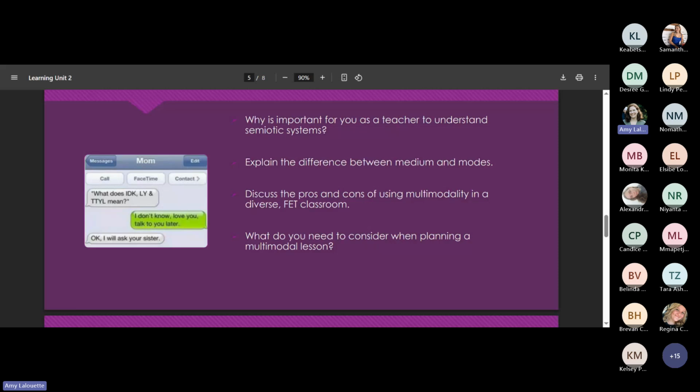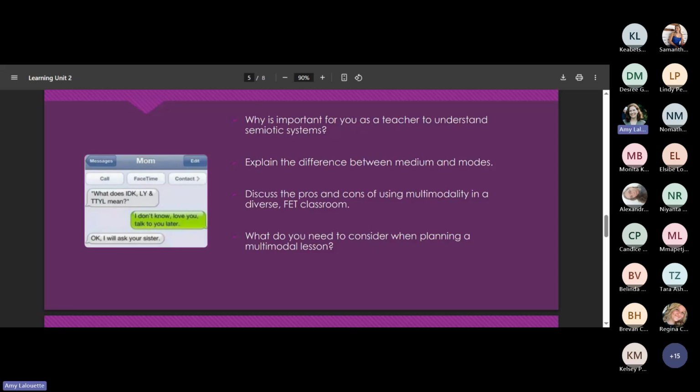And then what you need to consider when planning a multimodal lesson, obviously you're looking at things like your content, the availability of the resources, because it's great to have a video planned and an interactive slideshow when in fact you don't have a projector. So you do need to consider that. You need to consider what is most effective.